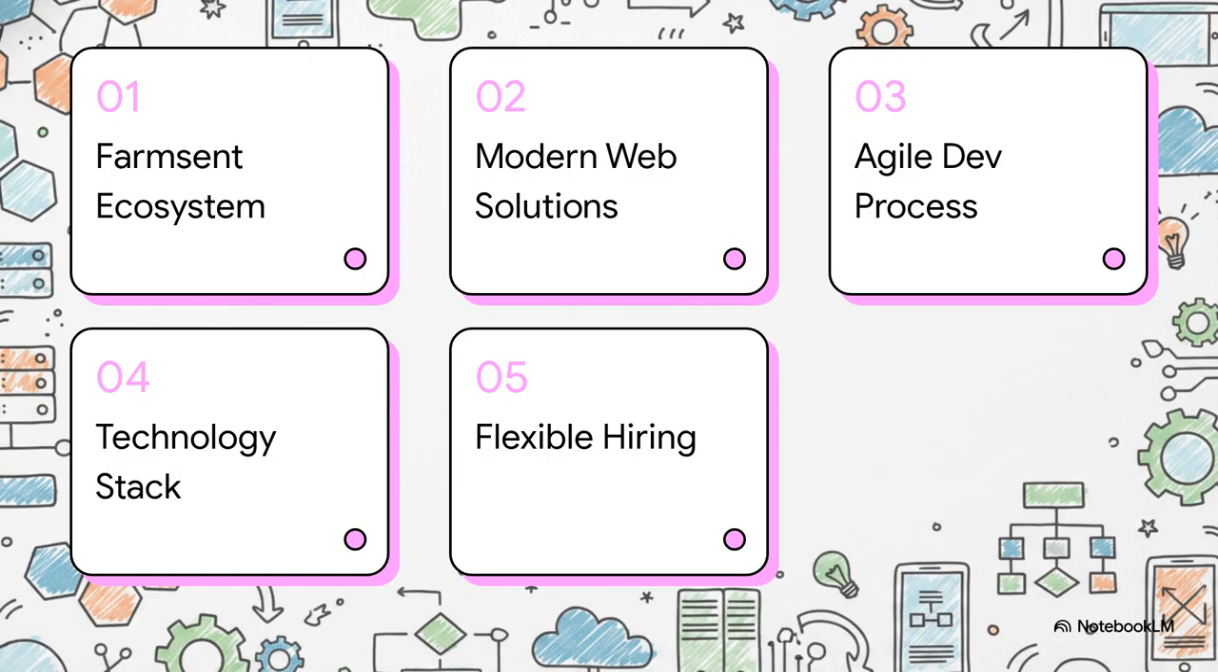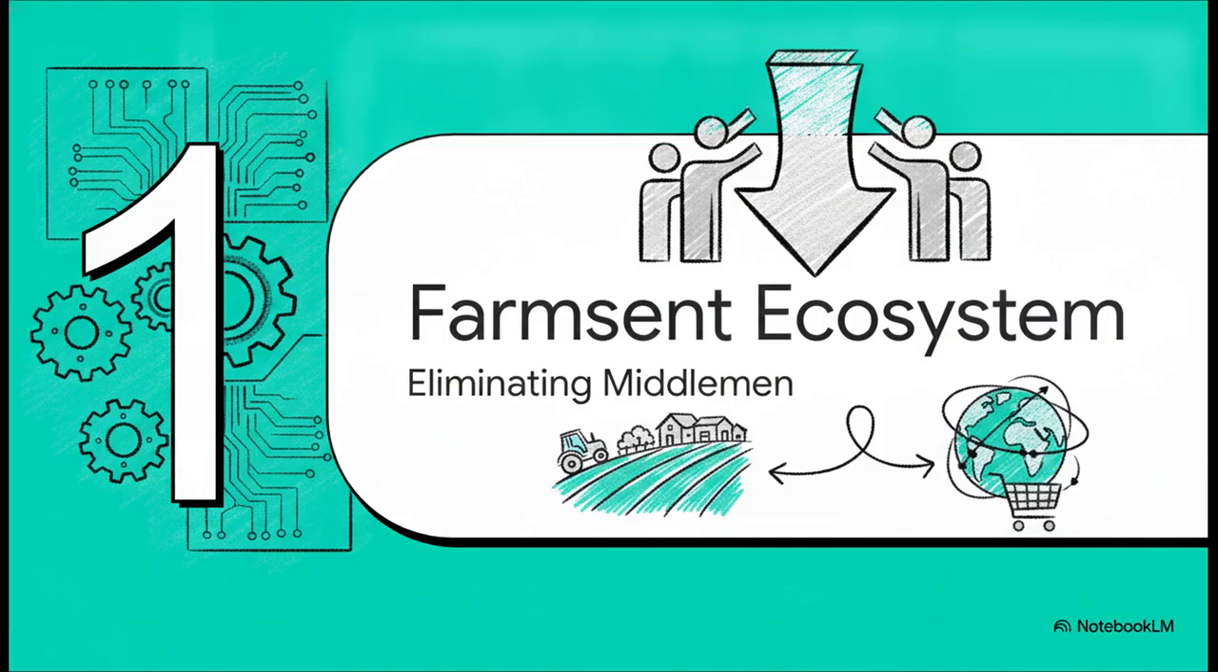So, here is our roadmap for understanding these mechanics. We'll be covering building the FarmSync ecosystem, modern web development solutions, the agile development process, the technology stack breakdown, and finally, flexible developer hiring models. All right, Section 1, building the FarmSync ecosystem. Let's see exactly how this multi-trillion-dollar bottleneck was addressed.